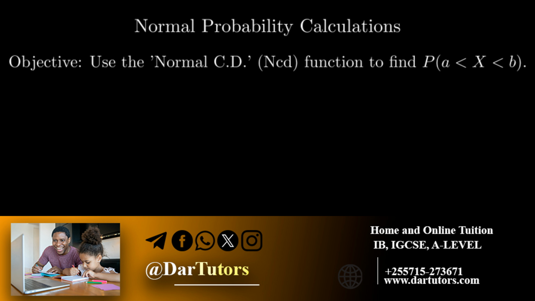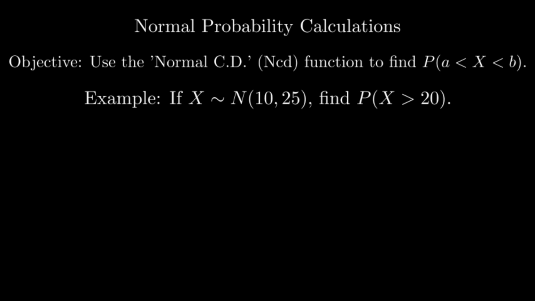Let's try an example. Suppose a random variable x follows a normal distribution with a mean of 10 and a variance of 25. We're given that x is distributed normally, x ~ N(10, 25). We want to find the probability that x is greater than 20. First, let's identify our parameters. What are the mean and standard deviation?